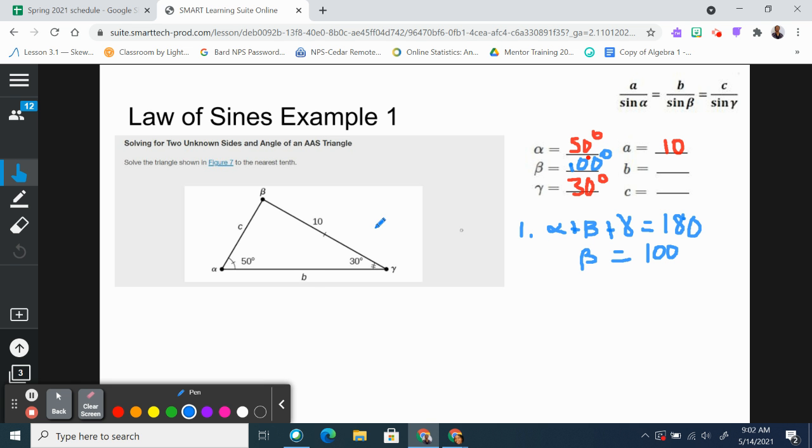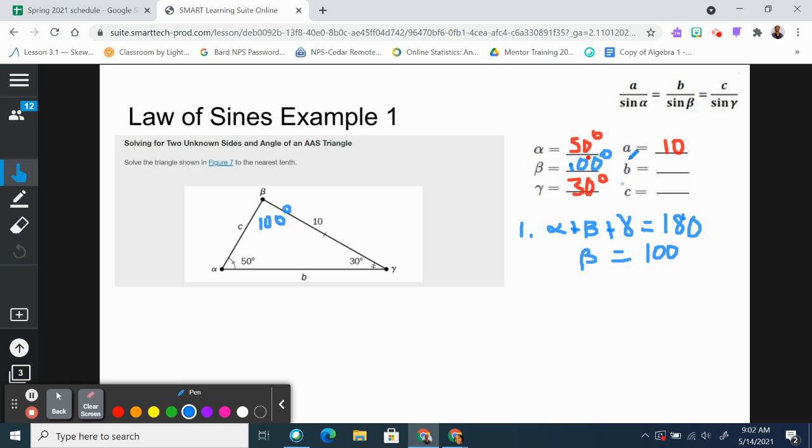So I found all of my angles, and I can put my 100 on this. I can label my triangle as well. I like to do both. I'm very visual, so I'll put my 100 degrees in my little figure. Now I have to figure out B and C.